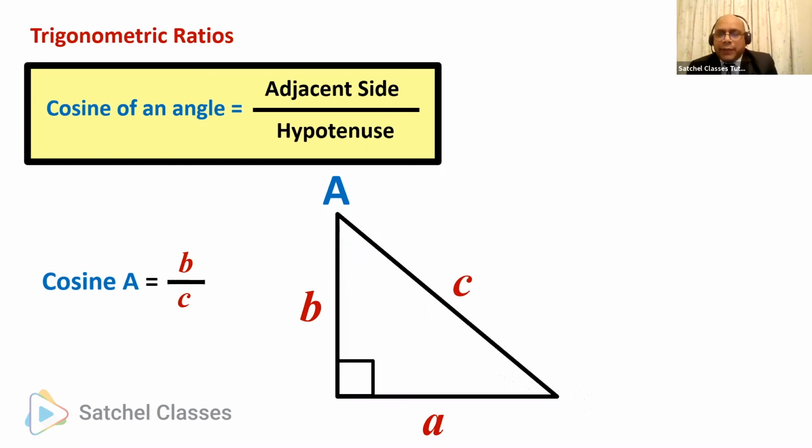What's cosine of angle B then? In that case, we need to find the adjacent side to angle B. To angle B, opposite is B and hypotenuse is C. So the adjacent side would be side A. So that goes into the numerator. And hypotenuse goes into the denominator, which in this case is C. So cosine of angle A is B over C, while cosine of angle B is A over C. Now, cosine in short is referred to as cos. So cos of any angle is the same as cosine of any angle.